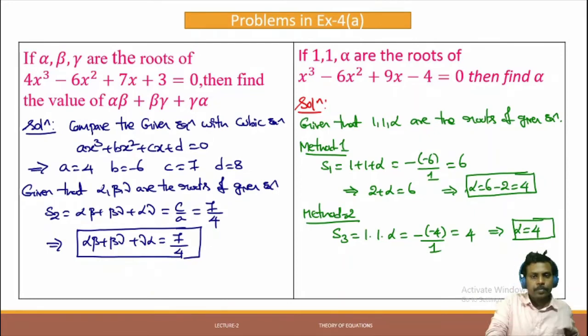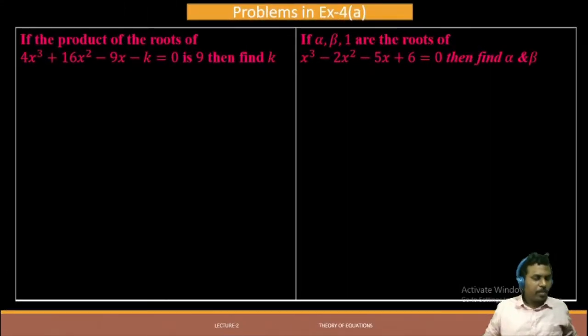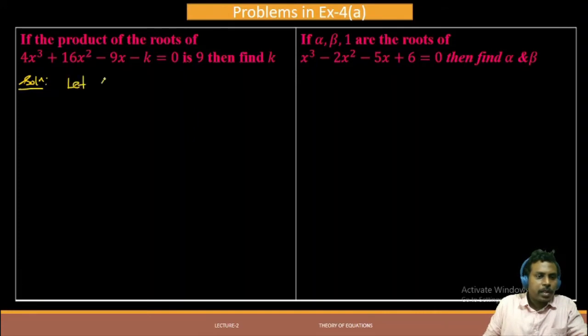Okay, let us solve the next problem. Here is the problem. If the product of the roots of 4x cube plus 16x square minus 9x minus k is equal to 0 is 9, then find the value of k actually. Okay, let us write down the solution for this. Solution. Let alpha comma beta comma gamma be the roots of the given equation.